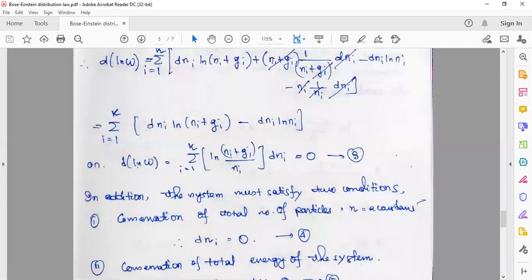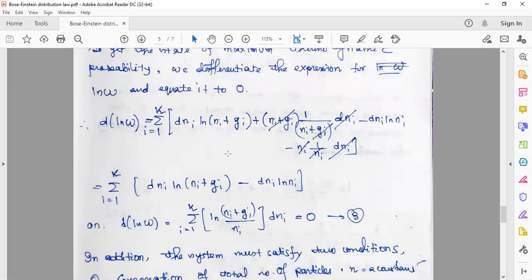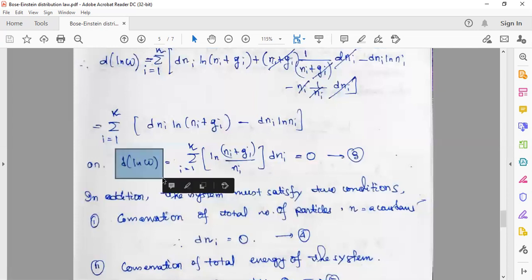Okay, how can we rewrite this particular equation? So d logarithm of w is equal to, see, we have two logarithmic terms. One is this one and the other one is this one: logarithm of ni plus gi and logarithm of ni. And dni is a term which is present in both. So something like this we can write: logarithm of ni plus gi over ni, and dni is a common term, so equal to 0.